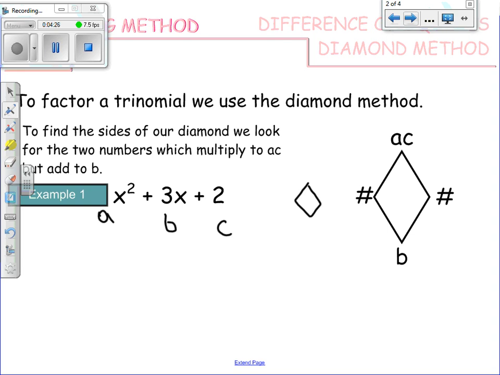Is this like the same as what we were just doing? It's still factoring, so it's still taking things out, yeah.